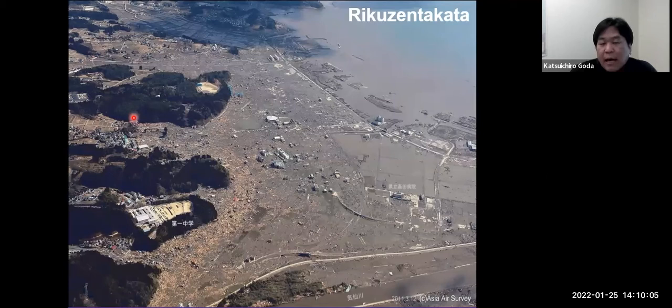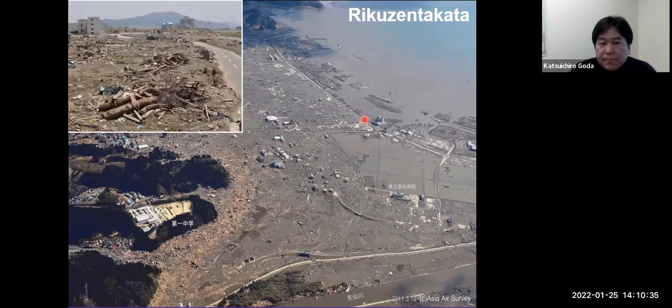And this is another photo, from a bit northern part of the Tohoku region of Japan. Essentially the same kind of pictures. There was a completely developed city. We only see some big infrastructure, such as a big hospital, shopping center, and the hotels. But most of the smaller houses would be washed away completely.